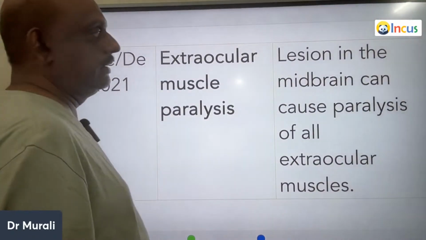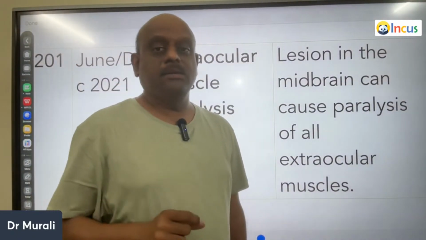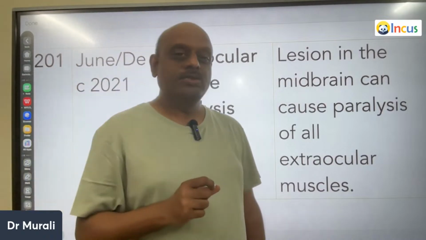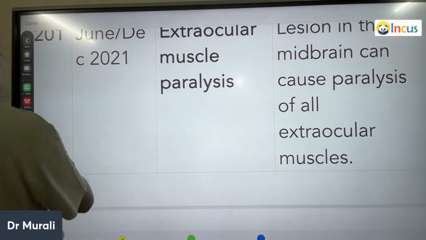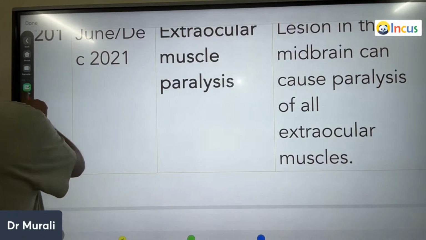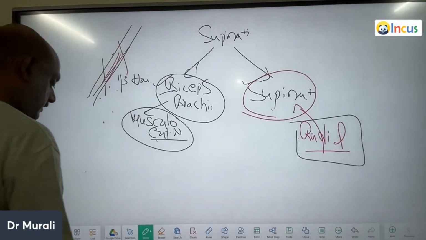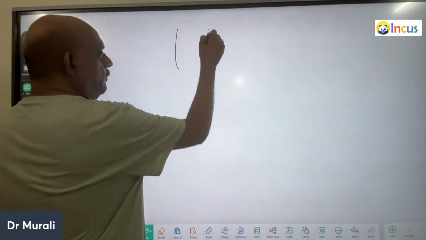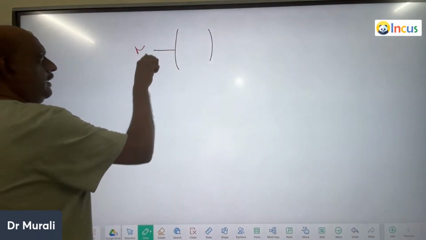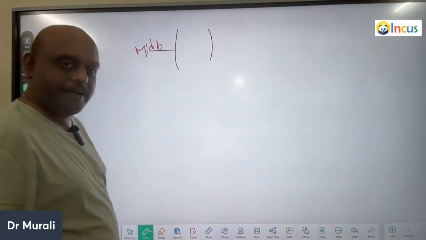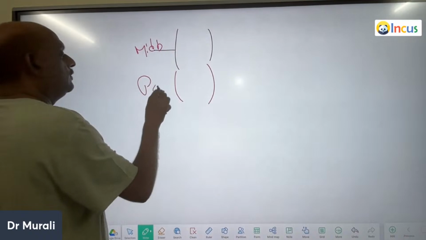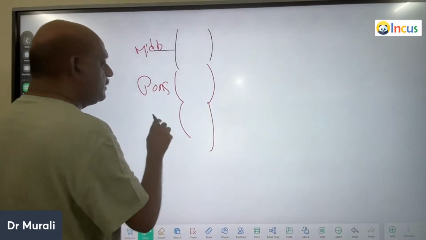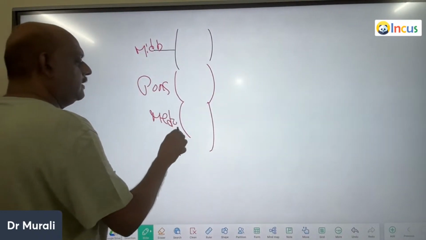Now, midbrain. So you should know one important funda, doctor. Typically, you have the midbrain. What is this called? Midbrain, brainstem में. Midbrain के बाद में होता है pons. Pons के बाद होता है medulla.